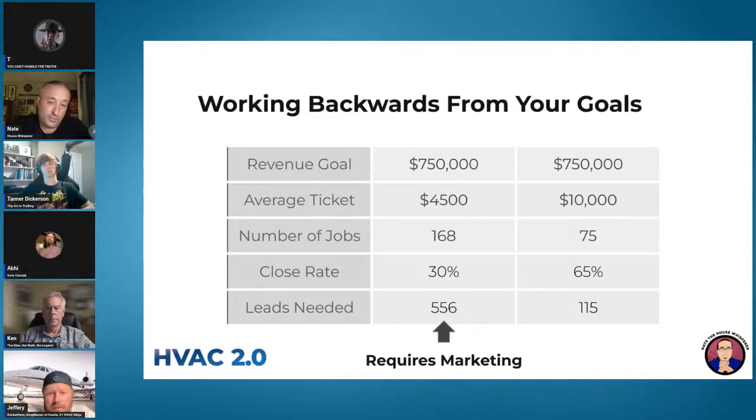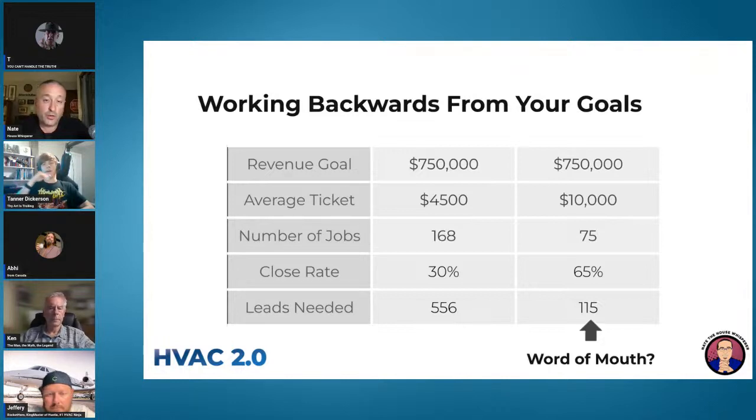If you like your wife and kids, you might get to see them. Right? So 556 leads, to get that many, you're going to have to do some marketing. You're going to have to spend some money, which is going to hurt your margins overall. And you're not going to get that much for it. But if you can run on 115, this is something you might be able to do with word of mouth.